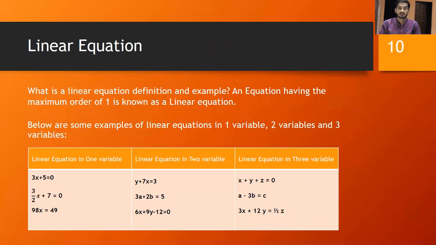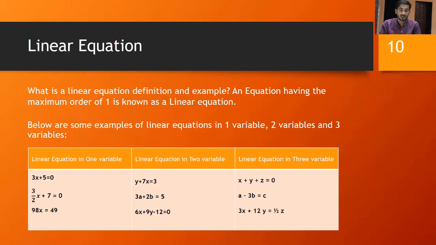Linear equation. So, what is a linear equation? Definition and example. An equation having maximum order of 1 is known as a linear equation. Below are some examples of linear equations.